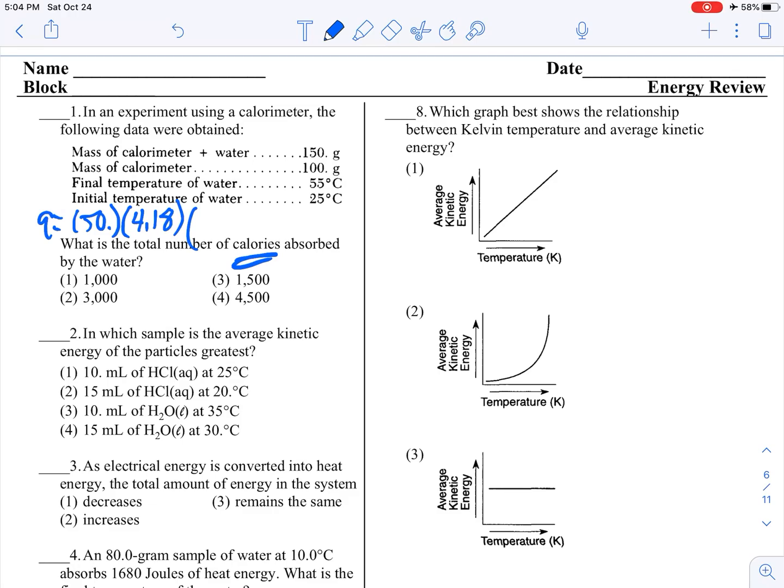So T final is 55 minus 25, so that's going to be 30. So get my calculator here. 50 times 4.18 times 30 gives me 6270 joules. So then I would need to know that 4.18 joules are in 1 calorie. So 6270 divided by 4.18 gives me 1500, which is choice 3. That's a nasty question. I'm going to hopefully try to only include up to joules, but if I don't, there it is.